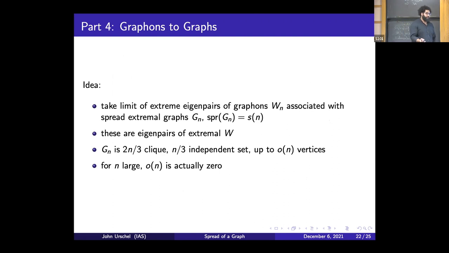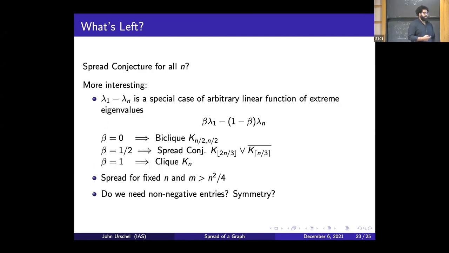Now, from the graphon theorem, you simply move back to graphs by taking the limit of spread extremal graphs, and you know that this has to go to the graphon which maximizes spread. And what you get is that this graph has to be this two-thirds, one-third, up to little o of n vertices. And for n large, you can show this little o of n is actually zero. This analysis is actually just looking at cubic polynomials as a calculus. The question is, okay, so this is the proof.